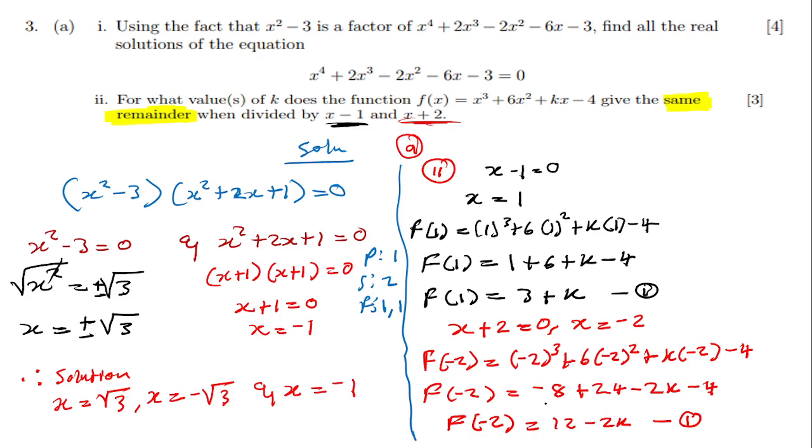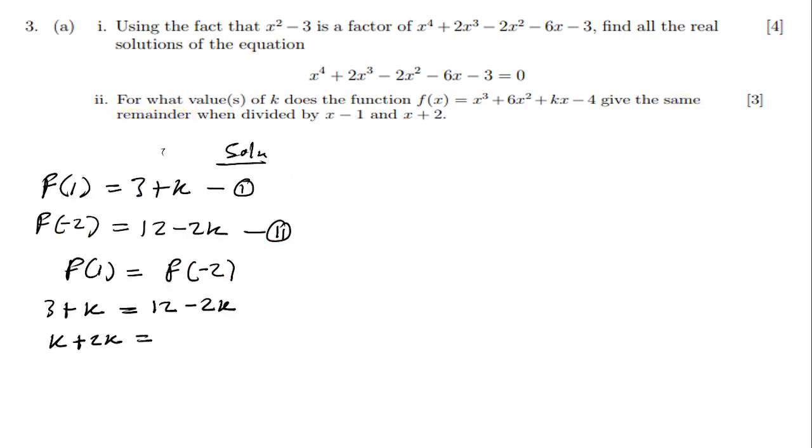Yes. Alright, thank you. Okay, so with that, this will go to the other side. So it's going to be 12 minus 3. So this will be 3k is equal to 9. So over 3 over 3. Then k is simply equal to 3. And that's the answer.